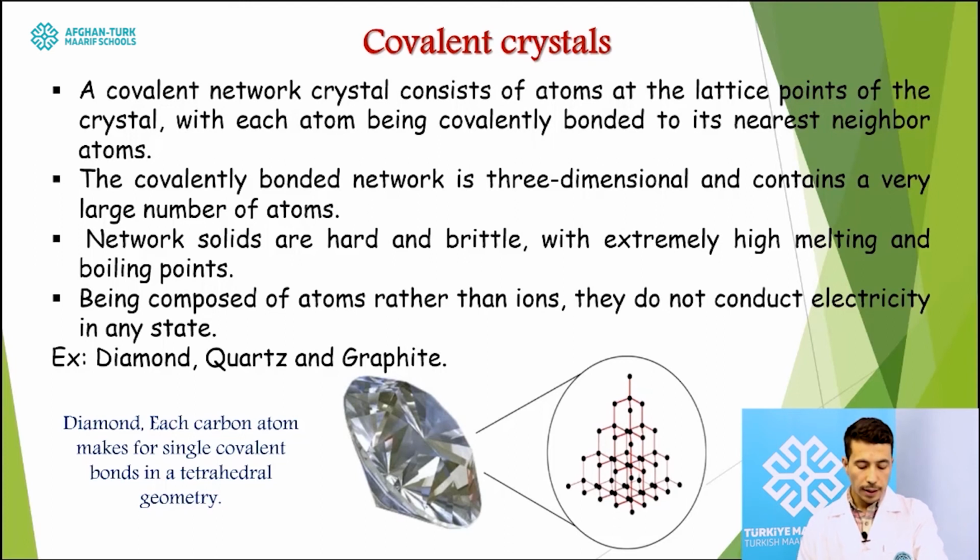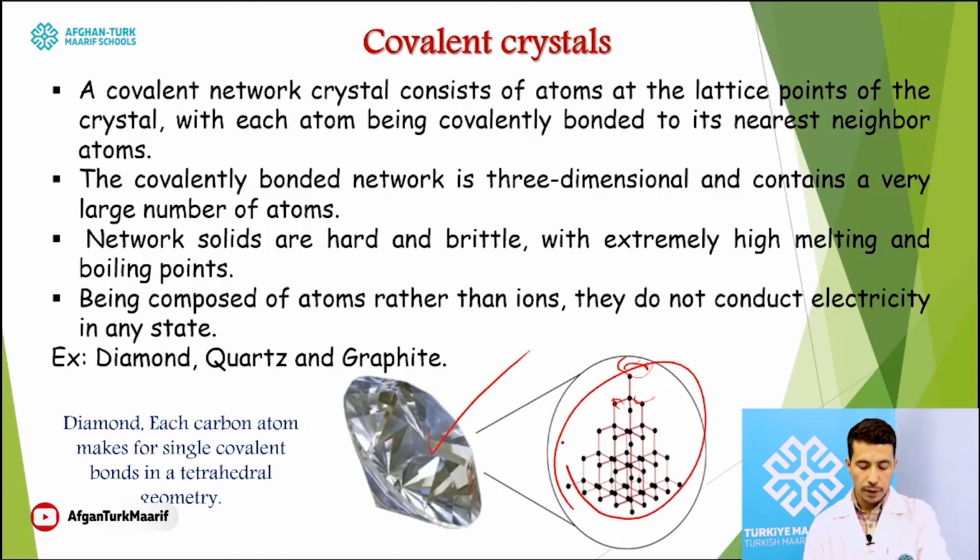You can see over here, here's a diamond. One carbon atom is bonded with the other carbon atom. They are forming a tetrahedral geometry with each other. This is the natural diamond, and this is the structure of the diamond. Each carbon atom is covalently bonded with other carbon atoms, and they are forming a tetrahedral structure. That's why they are incompressible, and they are very hard, rigid materials.